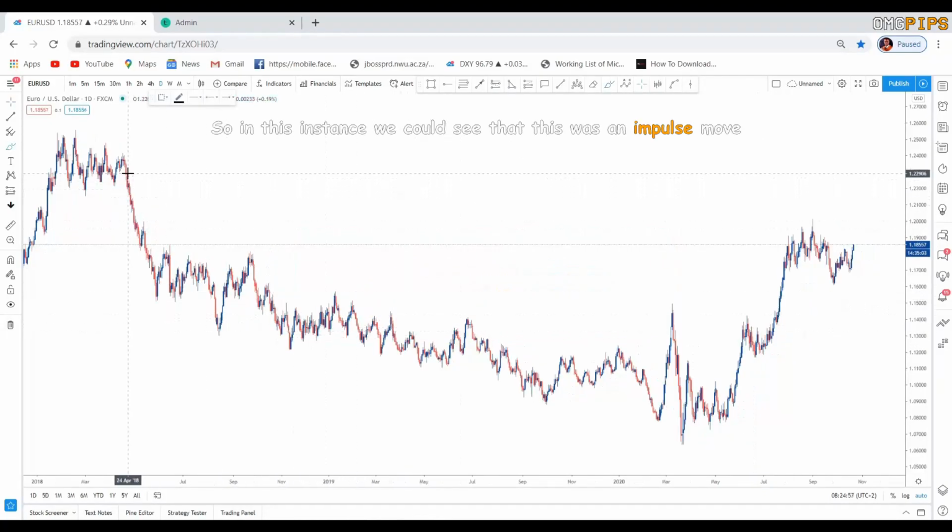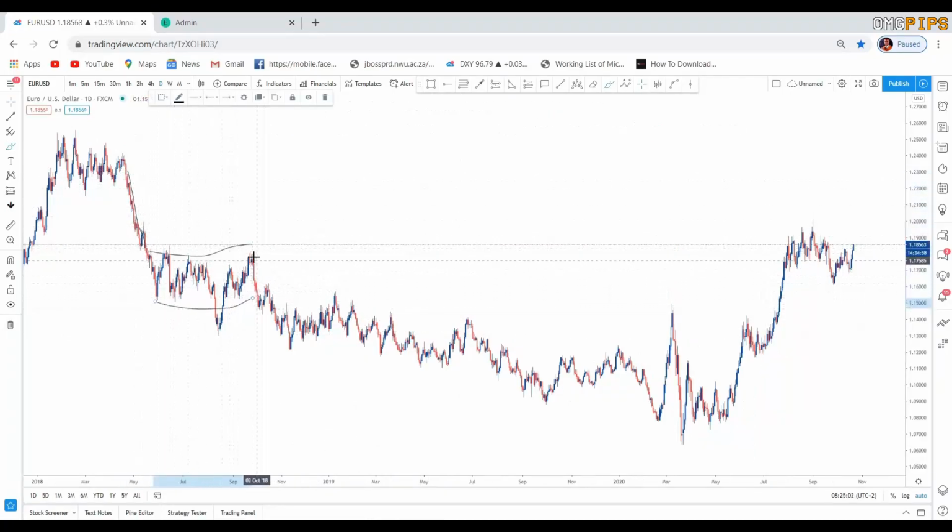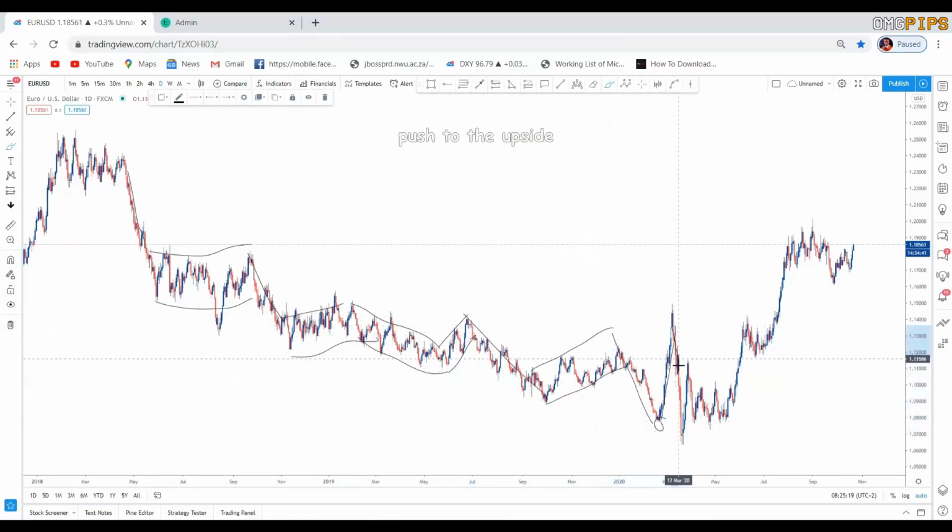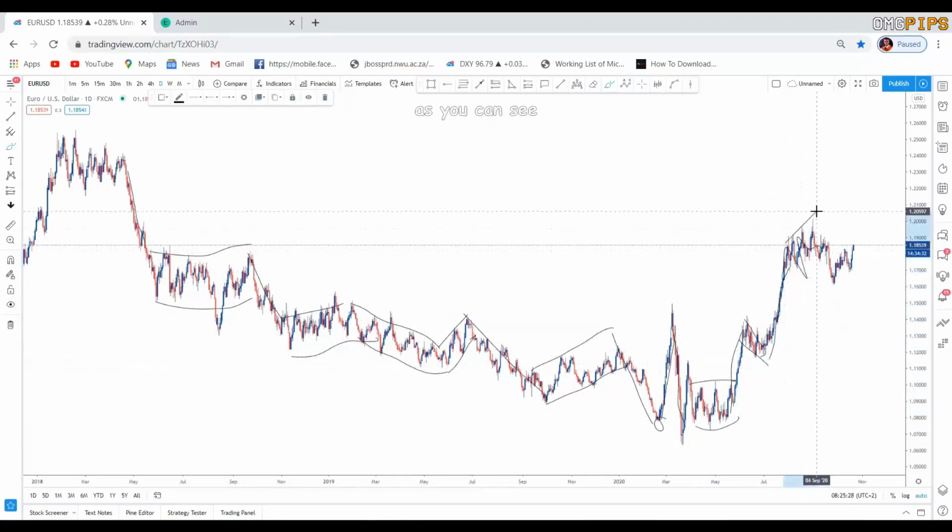So in this instance, we could see that this was an impulse move, and then this was a correction, then impulse, correction, and then it started correcting without impulses. So it started correcting, as you can see now. This is an impulse leg, and then correction, impulsive leg, reversal, push to the upside, to the downside, correction, push to the upside, correction, push to the upside, correction, as you can see, push to the downside, correction.